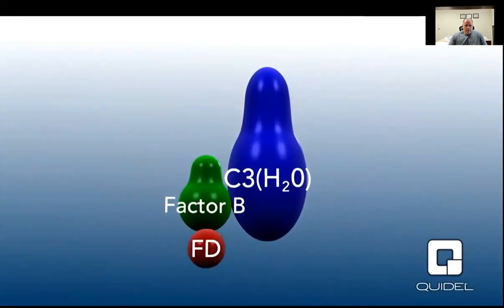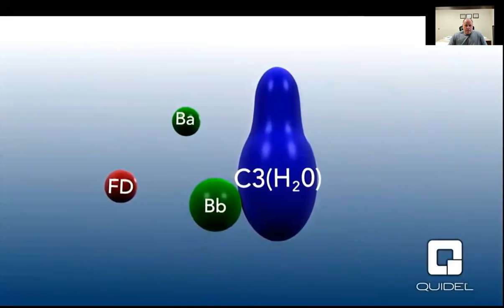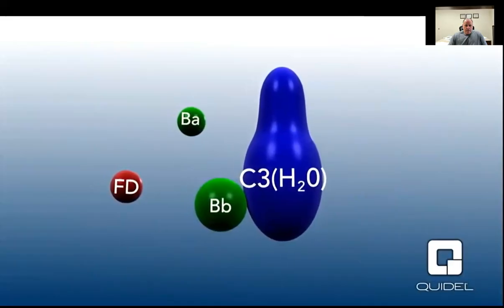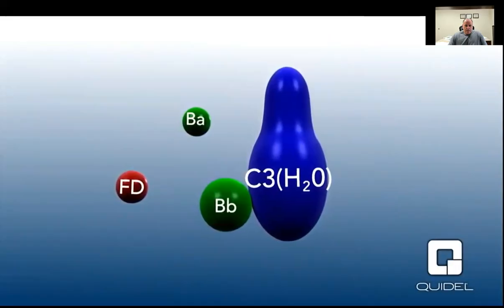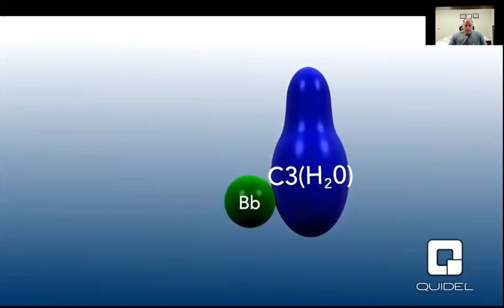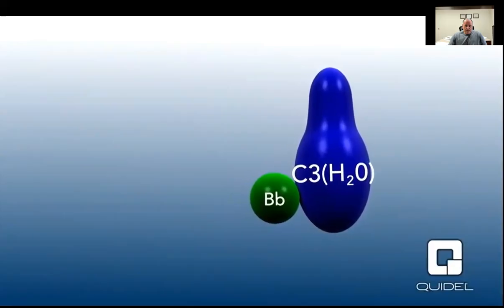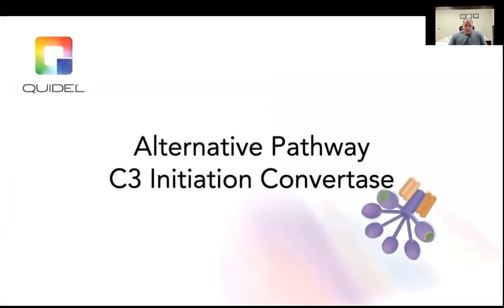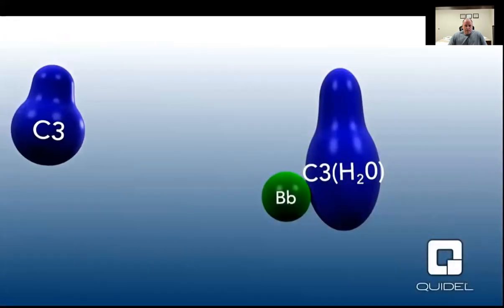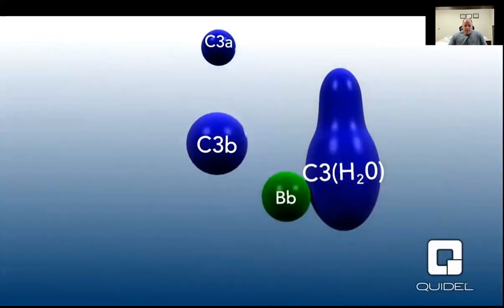Factor B binds to C3 water and becomes a substrate for cleavage by factor D, denoted here as FD. Factor D cleaves factor B into two fragments, Ba and Bb. The enzymatically active Bb fragment remains associated with C3 water, and this bimolecular complex is the alternative pathway C3 initiation convertase. This initiation convertase cleaves C3 into two fragments, C3a and C3b.